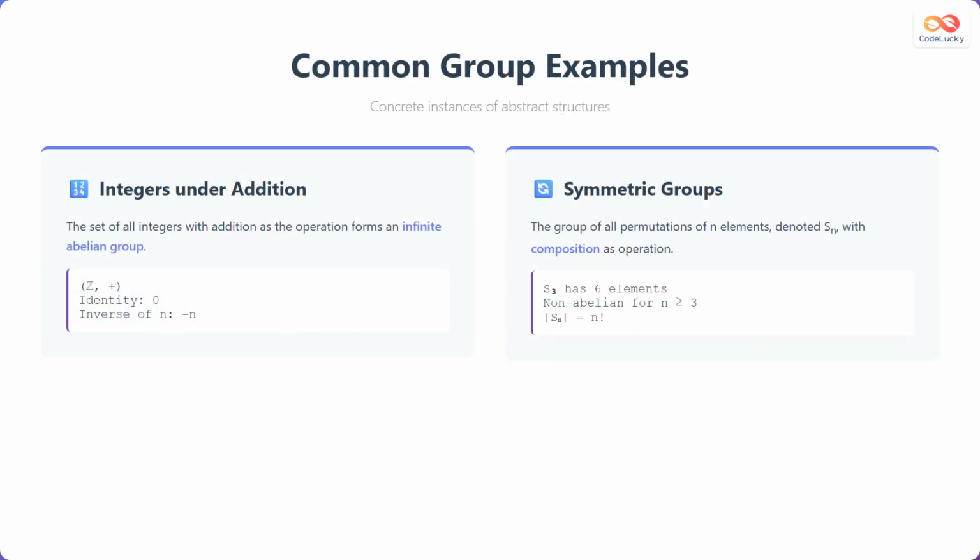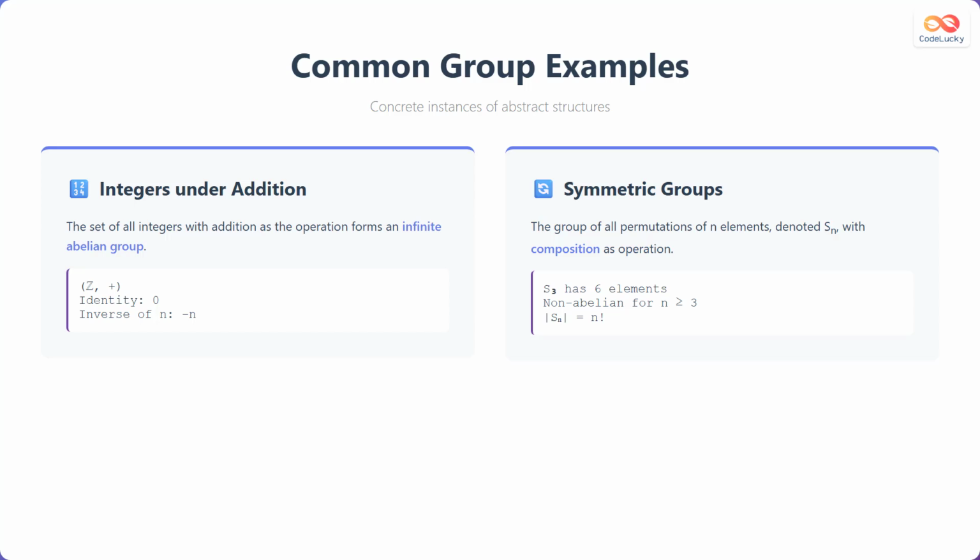Now that we understand the definition of a group, let's look at some common examples. The first example is the set of integers under addition. The set of all integers, denoted by the symbol Z, with the operation of addition forms an infinite abelian group. The identity element in this group is 0, and the inverse of any integer n is simply negative n. Because it satisfies the commutative property, it is called an abelian group.